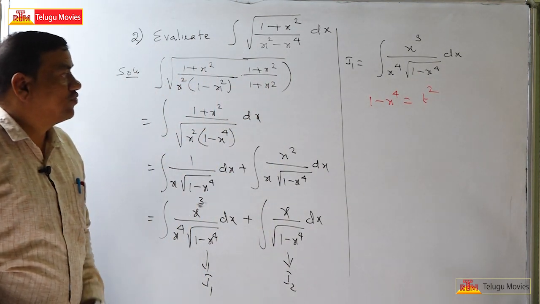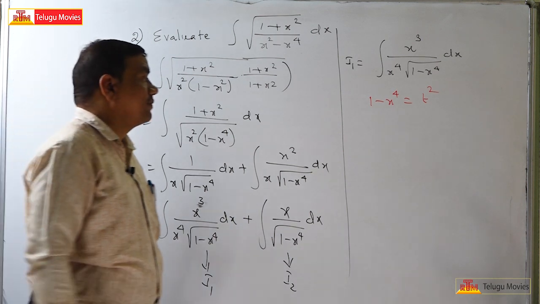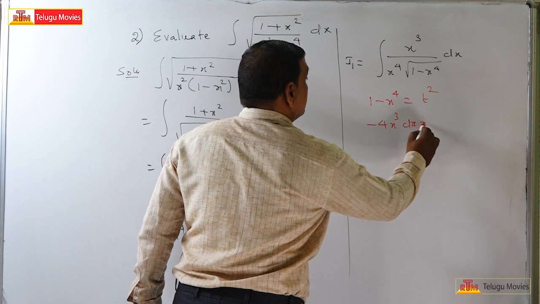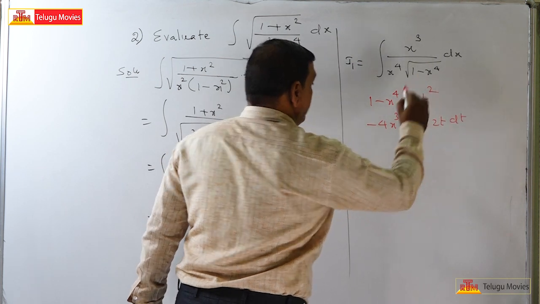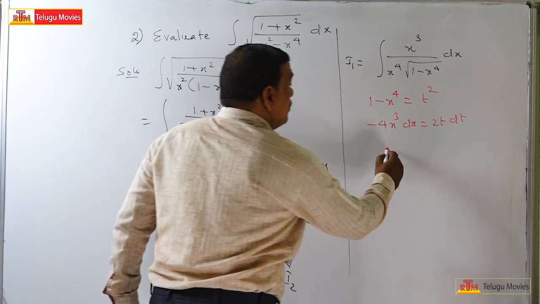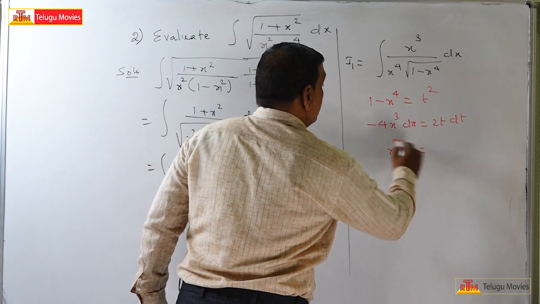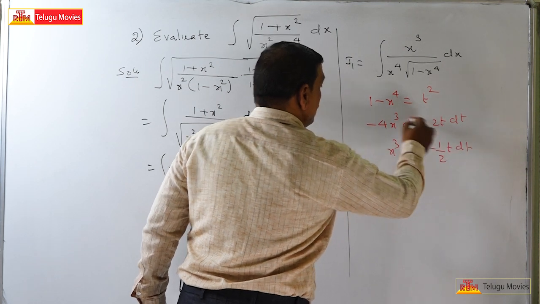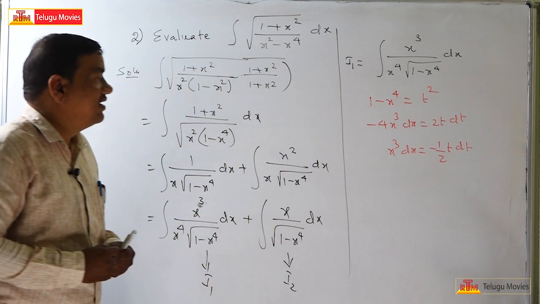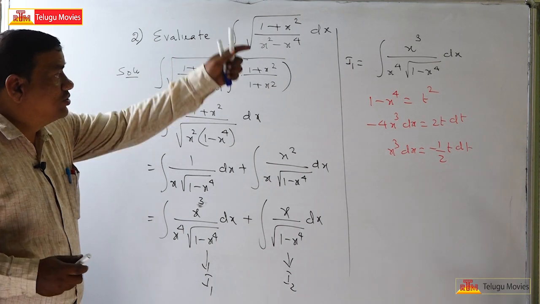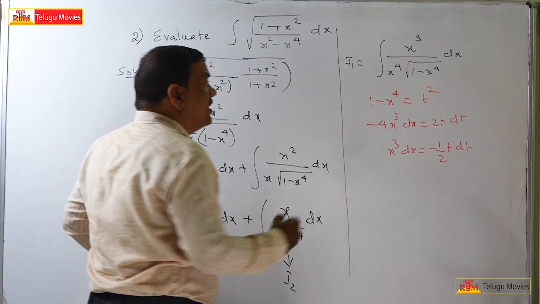Let us take 1 minus x⁴ as some t². 1 minus x⁴ is equal to t². So this is minus 4x³ dx is equal to 2t dt. So x³ dx is equal to minus 1 by 2 t dt, where the 2s are cancelled. Okay, so now let us substitute all these values in the given integral.